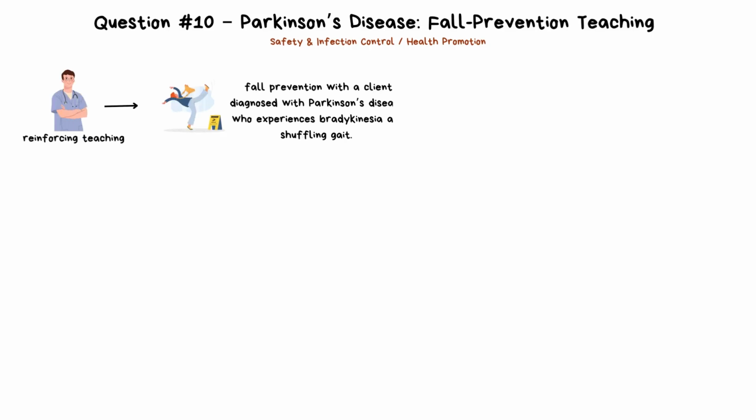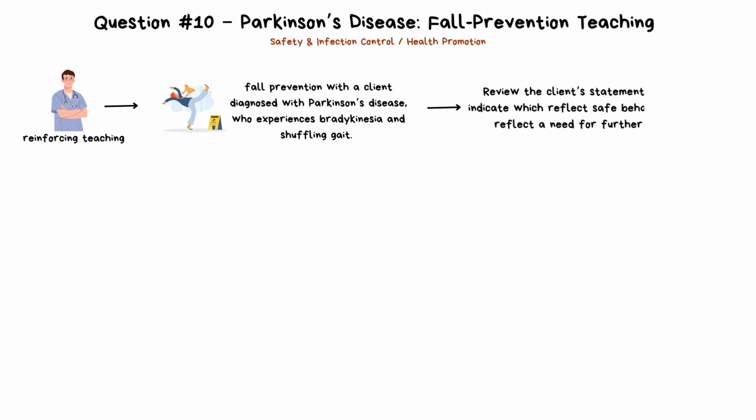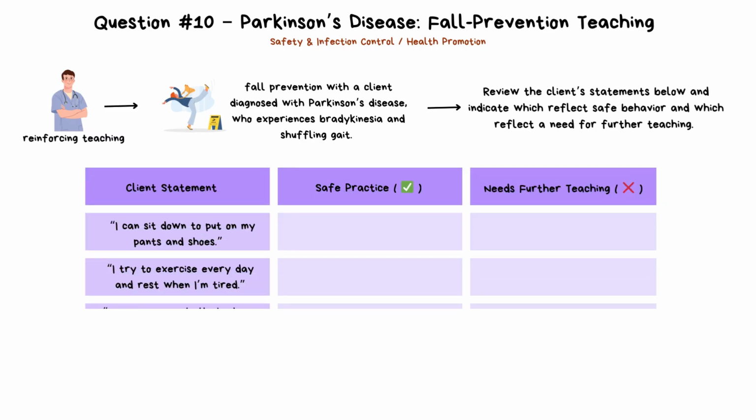Here's a matrix grid-style question on safety teaching for clients with Parkinson's disease. A nurse is reinforcing education about fall prevention for a client who experiences bradykinesia and a shuffling gait. You'll review a few of the client's statements and decide which reflect safe practices and which show a need for further teaching. Let's go through them one by one.